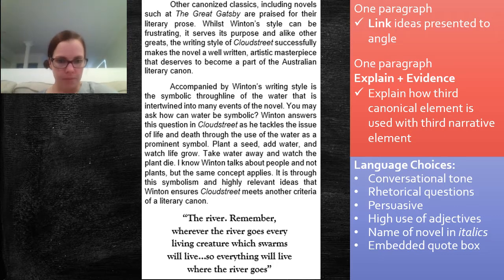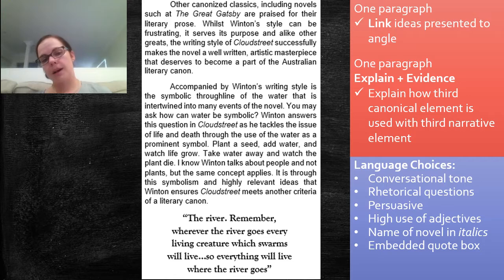Plant a seed, add water, and watch life grow. Take water away and watch the plant die. I know Winton talks about people and not plants, but the same concept applies. It's through this symbolism and highly relevant ideas that Winton ensures that Cloudstreet meets another criteria of the literary canon.